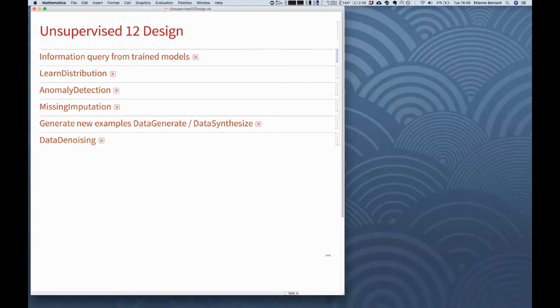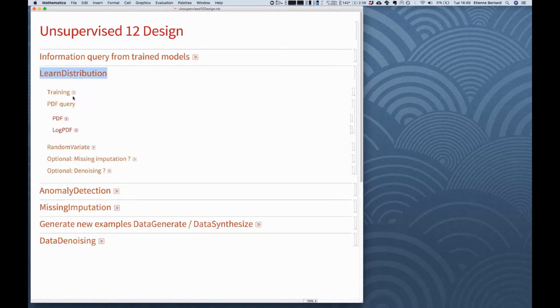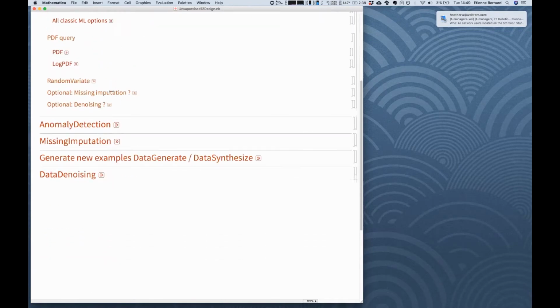Yeah, so it's function-supervised learning. The main function is LearnDistribution, something to learn the distribution from a list of data points. And then you can use the distribution to do various things, such as query the PDF, generate a sample. And from this function, there will be some different kinds of things.